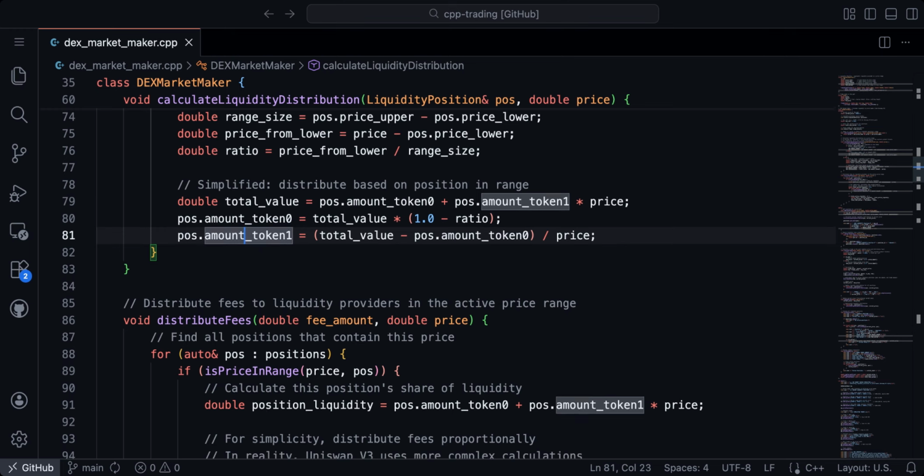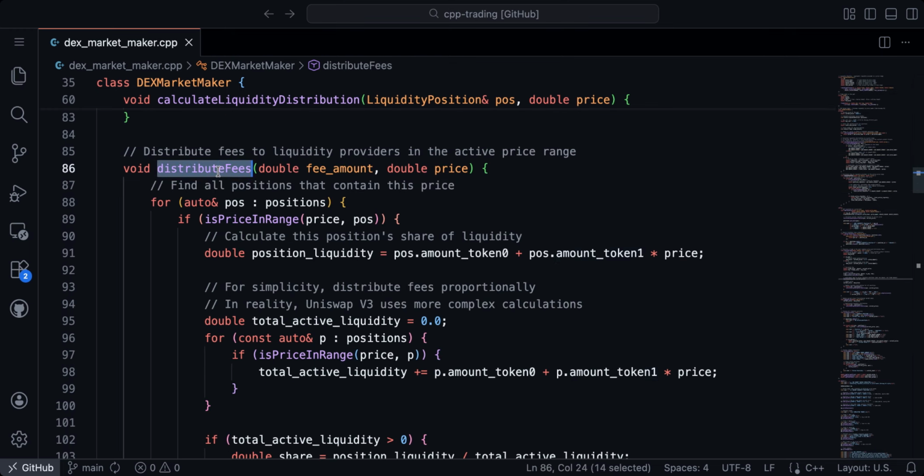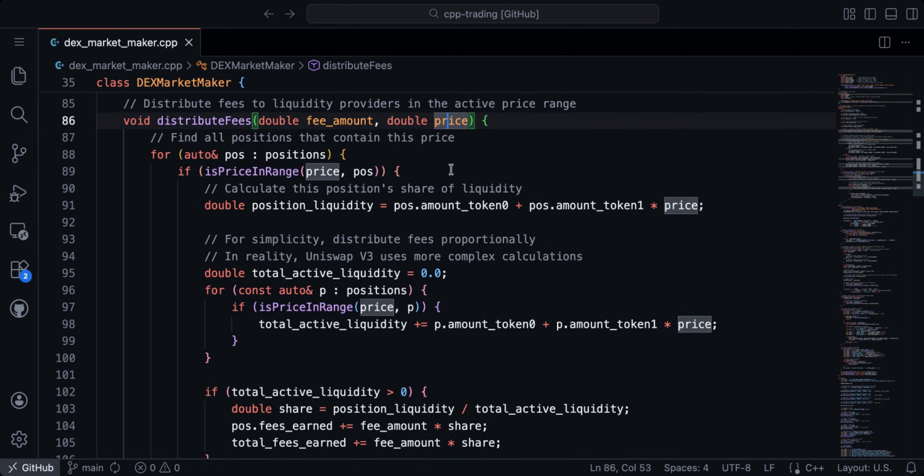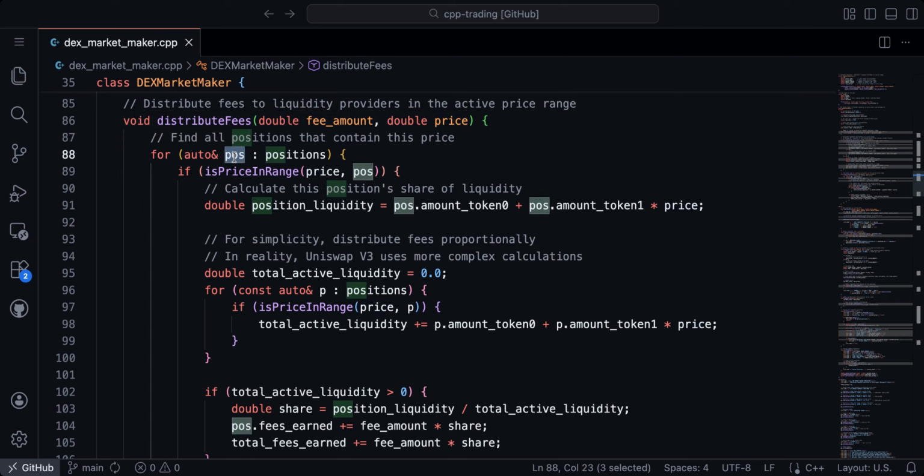The distribute fees method takes a fee amount as a double and a price as a double. This method distributes trading fees to all liquidity positions that are active at the given price. We iterate through all positions using a range-based for loop with auto and ampersand to get a reference. For each position, we check if the price is in range using isPriceInRange.